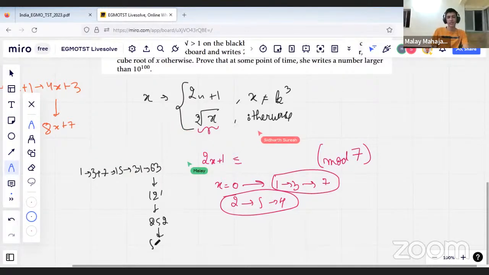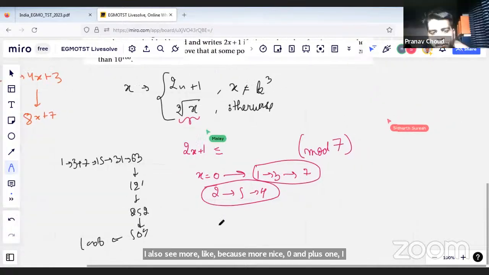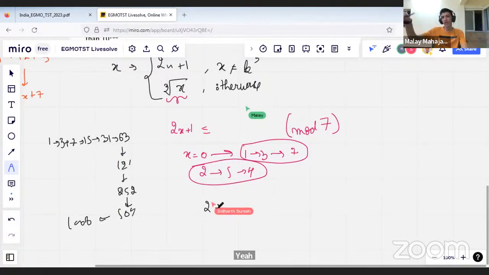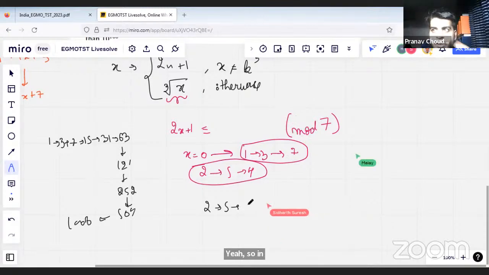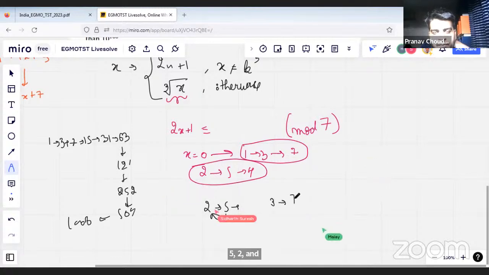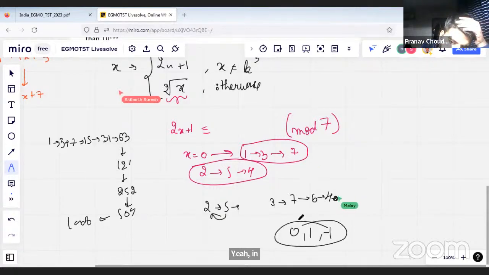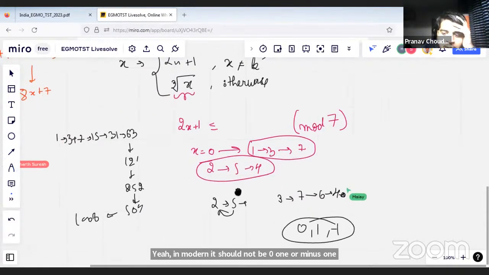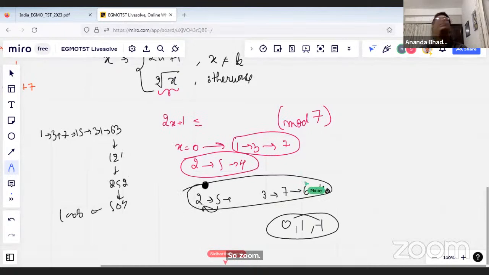You can also see mod 9, because mod 9 is 0 and plus minus 1 again. And in mod 9, if 3 divides it, it's 0. So in mod 9, the cycle is 2, 5, and 3, 7. What is 15? 6. 4. Yeah, in mod 9, it should not be 0, 1, or minus 1. Okay, mod 9 seems more promising, I guess. Yeah, so 0, 1, minus 1. 2x plus 1. Get rid of it.